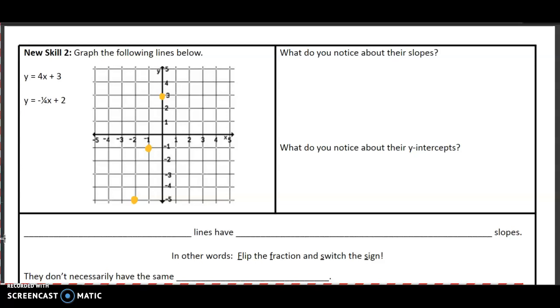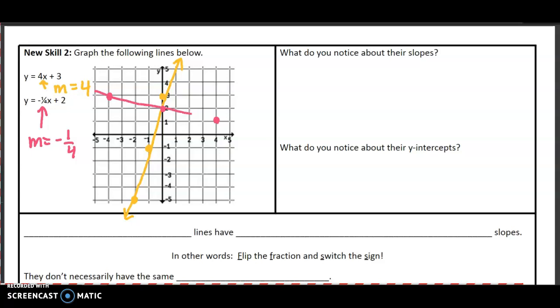So same exact graph from the previous problem. But this time, the second equation, if you notice, the slope is negative 1/4. So try to look at that versus the positive 4. Look at those two numbers and see what kind of relationship you can say in your head right now. So when graphing the second equation, we're going to start at 2, and we're going to go down 1 and over 4, and then up 1 and back 4.